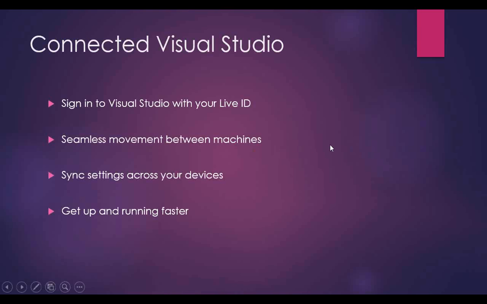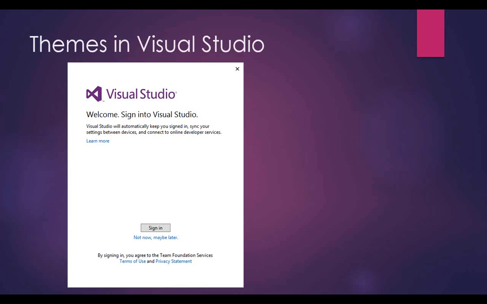You can sign into Visual Studio with your Live ID, move seamlessly between machines, sync settings across devices, and get up and running faster. So let's say you are installing new Visual Studio because your machine got formatted. With sync settings, it's already stored in the cloud, meaning the Microsoft Cloud, and it's going to just sync and get you the same settings that you had before. So themes, I'll briefly talk about themes.